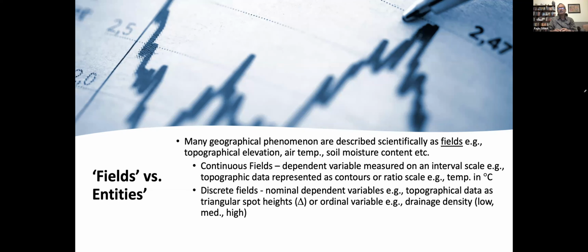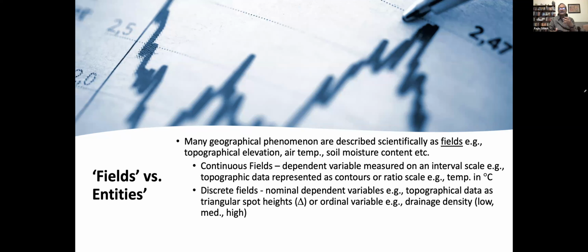Now, there are many geographical phenomena which are described scientifically. For example, topographic elevation, air temperature, soil content, moisture, etc. Okay, these are basically called fields. When you are representing these kinds of data sets in a GIS mode, then we call them fields. They are phenomena, of course, but they have to be represented as some kind of value. Topographic elevation will have a value. Air temperature will have a value, for example.